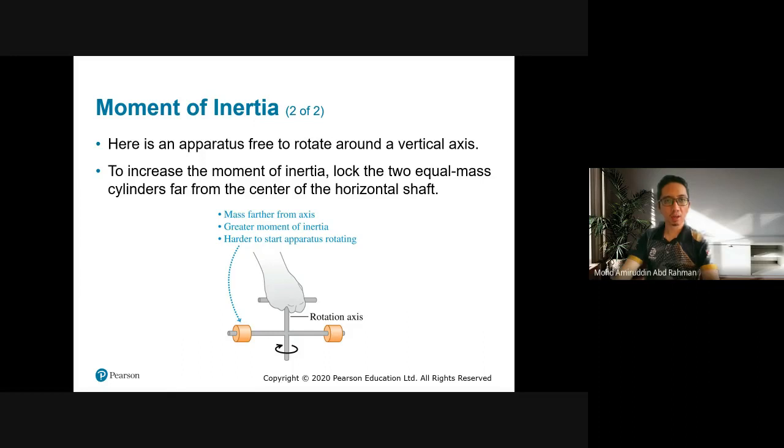Okay, if you want to increase it, as I just mentioned, when these two bars are at the end of the shaft, then of course the moment of inertia will increase. So it is harder for the apparatus to start rotating. You want to push it, so you feel it a bit heavy.